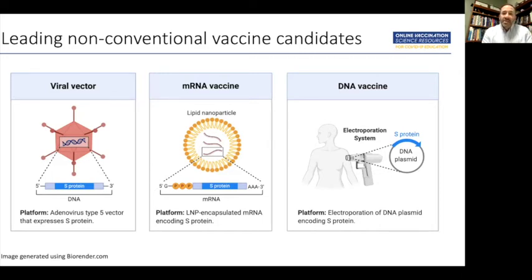The mRNA vaccines I'll talk about in more depth on an upcoming slide. These package up the messenger RNA that encodes the S protein into a lipid nanoparticle. And a DNA vaccine is essentially just the delivery of the DNA that encodes the S protein all by itself. This is introduced in the body through a process called electroporation, and it's similar to what happens with the viral vector. It's just another way of delivering the DNA into our cells.